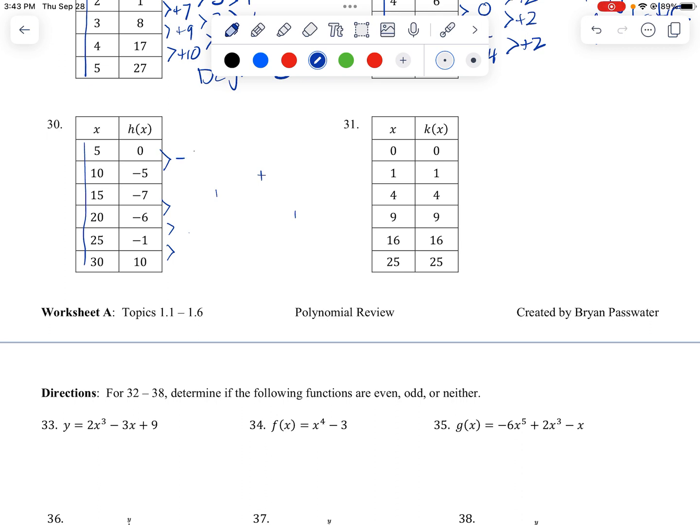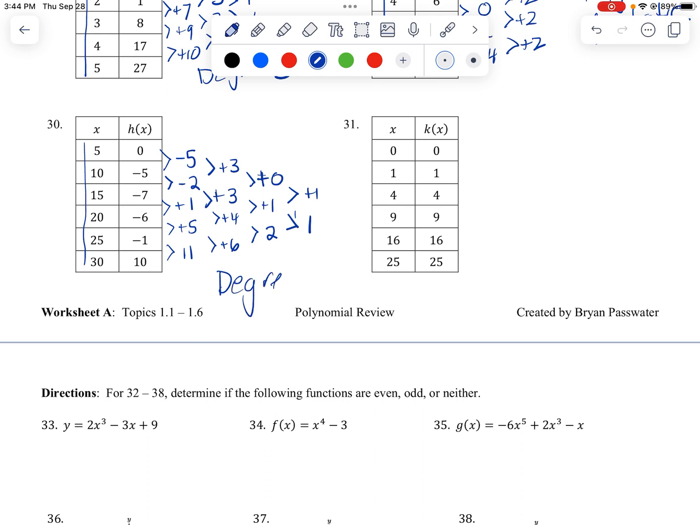So this is going down by 5, down by 2, up by 1, up by 5, up by 11. So our next difference, up by 3, up by 3, up by 4, up by 6, 0, 1, 2, 1, 1. Oh, so there it is. So this is degree 4. I must have done something wrong there.